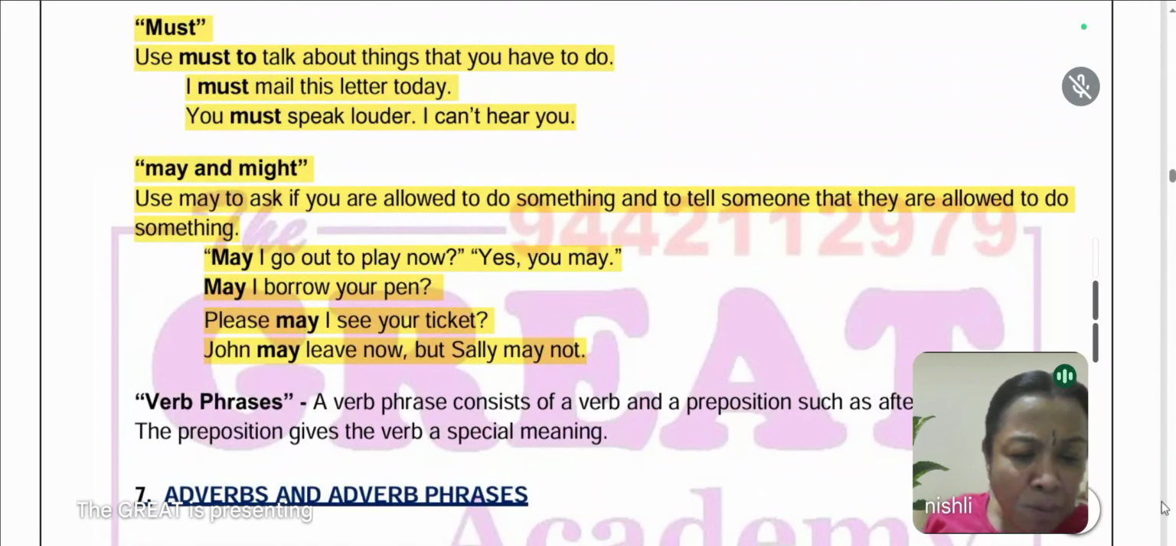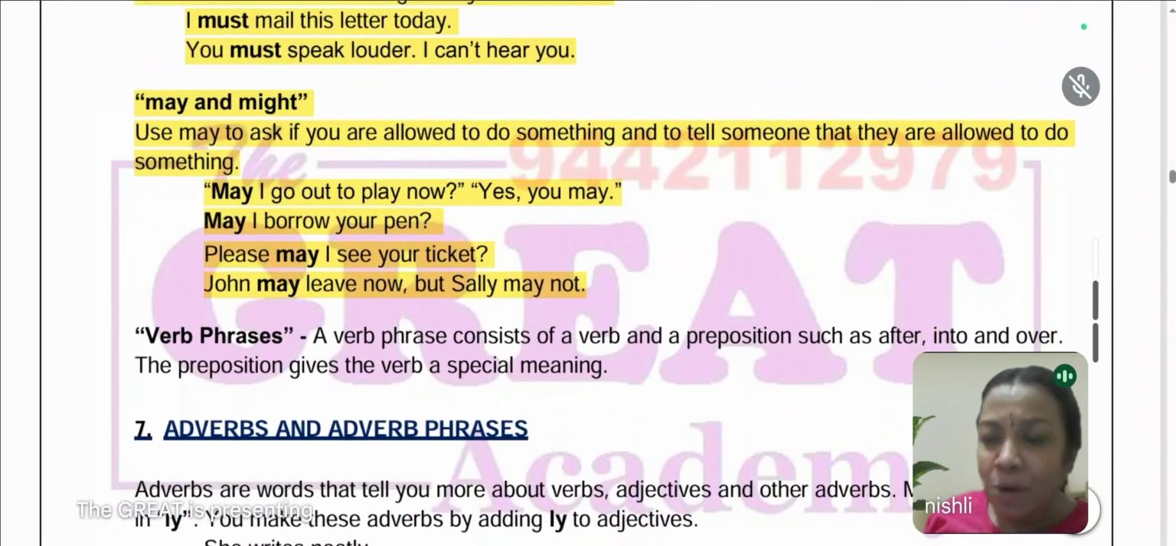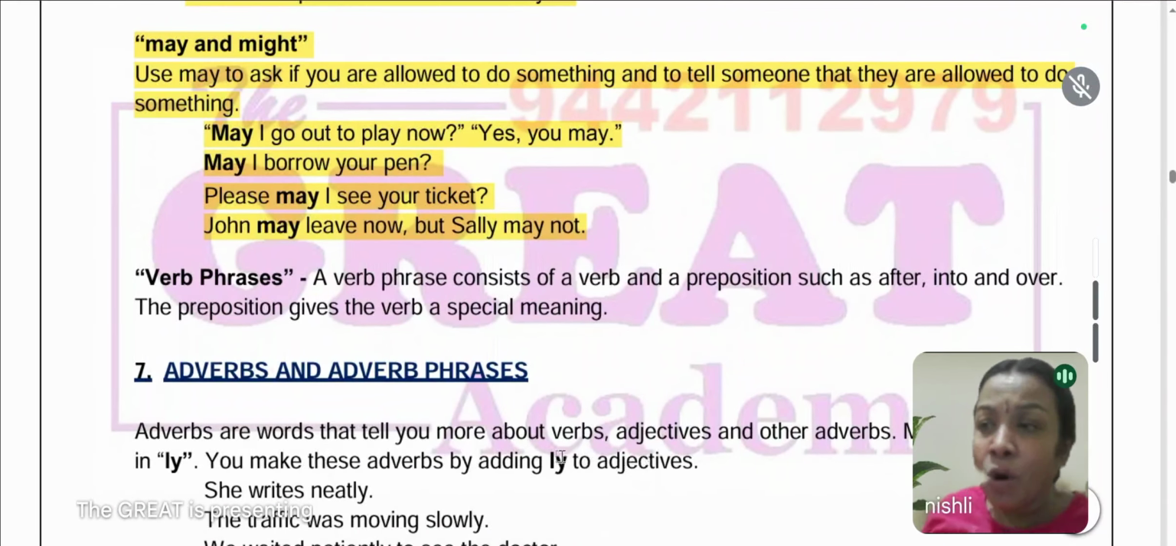Okay, John may leave now, but Sally may not. So the boss is telling, John may leave now. Now it's time for him to leave. Let him leave because he started the work early. So it's time for him to leave. Let him leave now. But Sally may not.